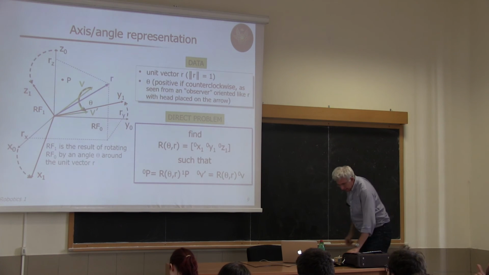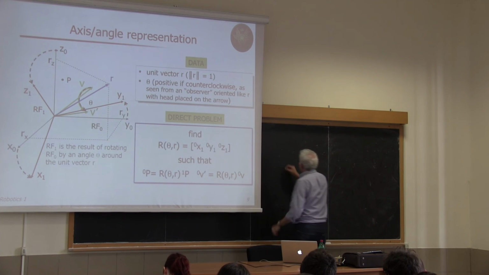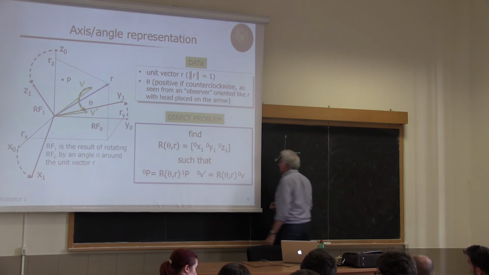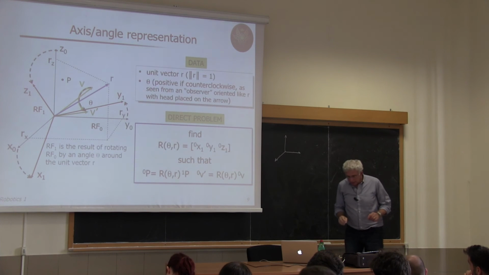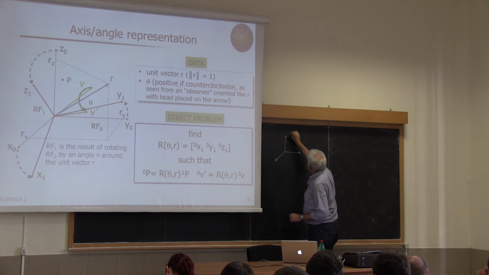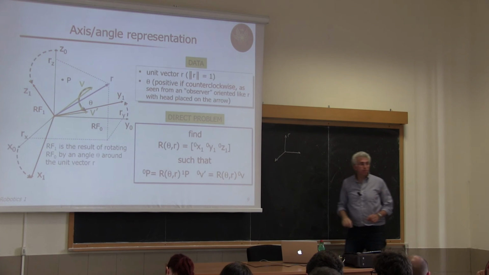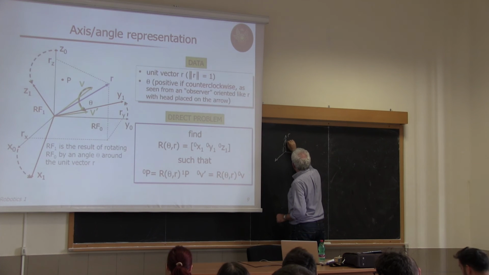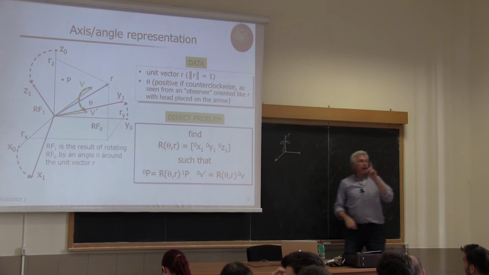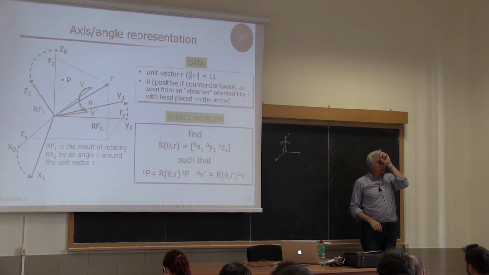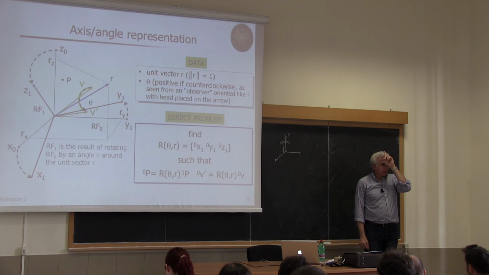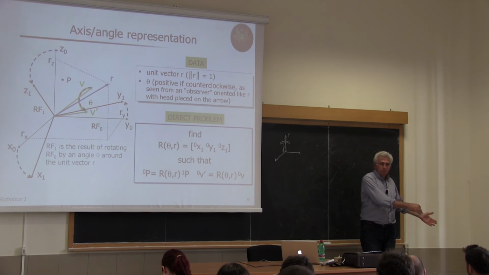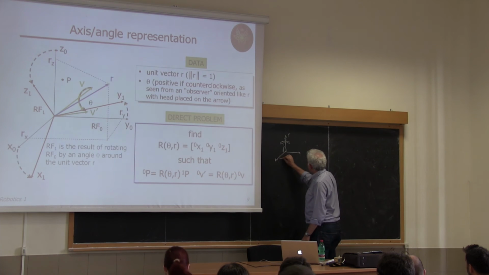I have here listed things. Okay, first of all, let's do this simple example. Suppose that this is vector r, and here I'm standing with my head on the arrow of the vector r. Okay? So now the world is rotating around me by an angle theta. So I will have something like that.